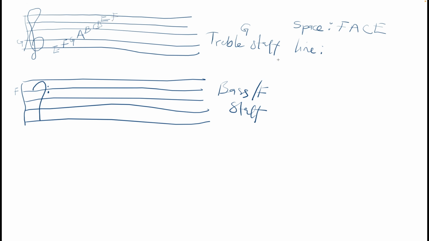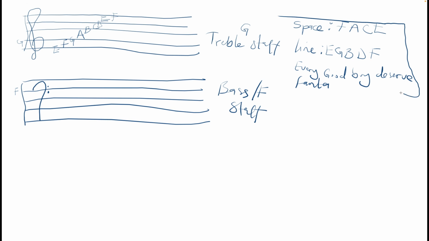So in short, we have our lines to be E, G, B, D, F, which is given the acronym of Every Good Boy Deserves Fanta. So that is for the space and the line under the treble staff.